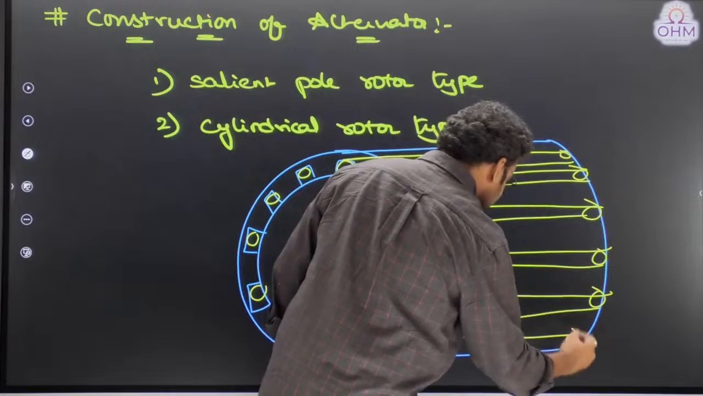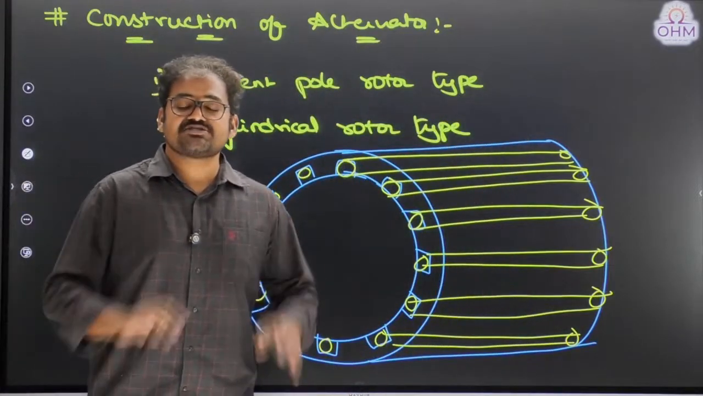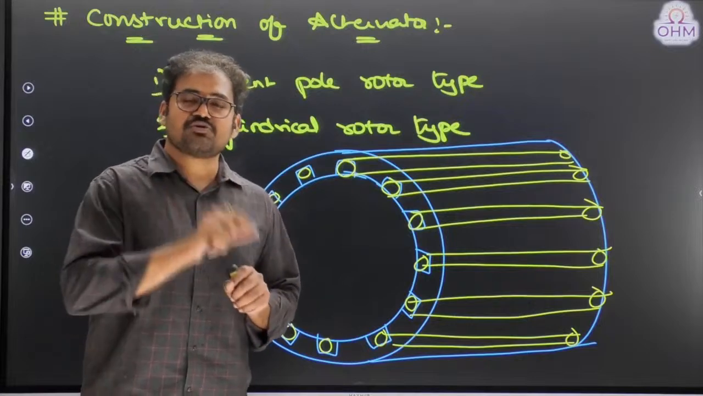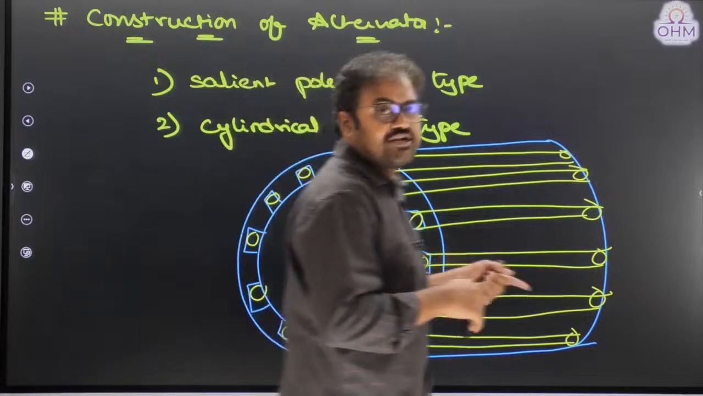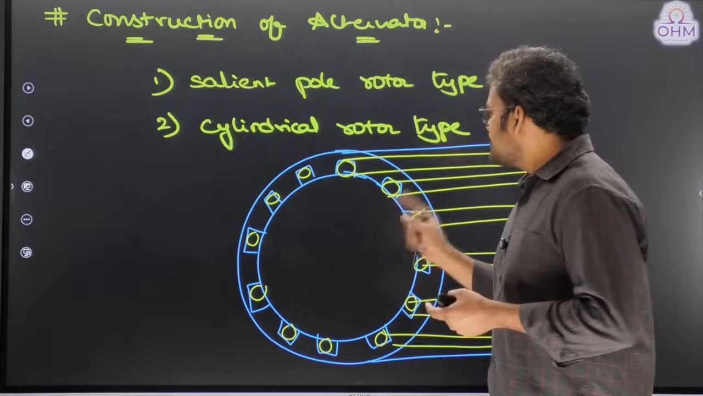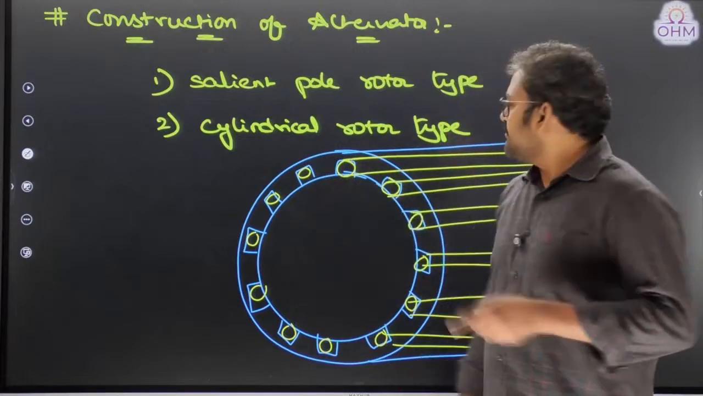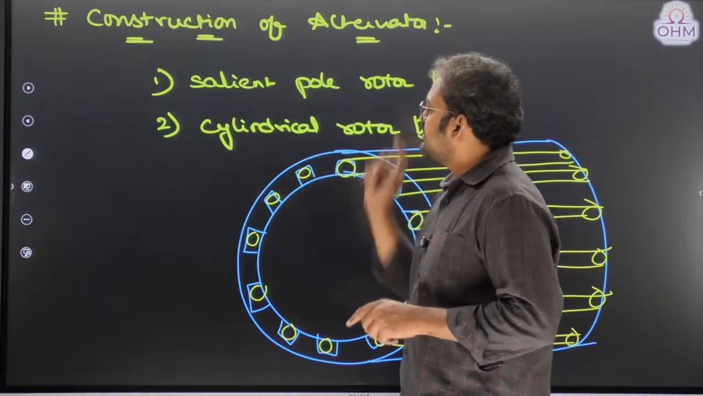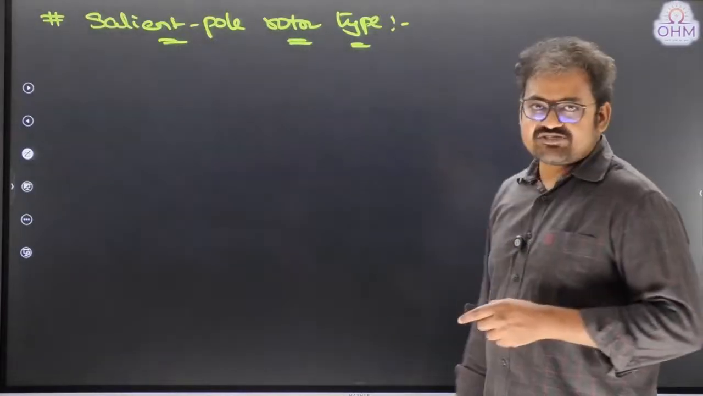This is the same stator we will use even in induction motor also. The stator design is common in synchronous machine as well as induction machine. Even in induction machine, stator will have a balanced three-phase distributed winding, and a synchronous machine also has balanced three-phase distributed winding. But the rotor designs are going to be different: salient pole rotor and cylindrical rotor. We will see the difference between the two.